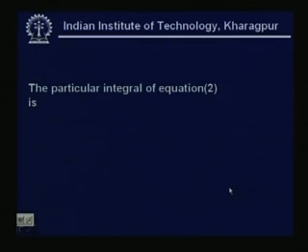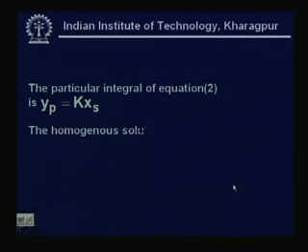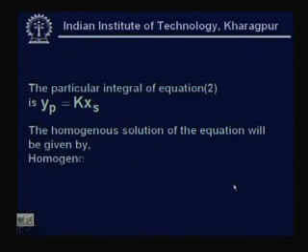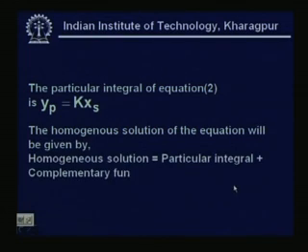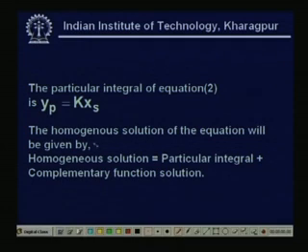Now the particular integral of equation 2 is yp equal to k xs, but we always look for the transient response also. So only the particular integral will not give the complete picture of the response of a system. So the solution will be given by particular integral plus complementary function. The particular integral we already have, so we have to find the complementary function to give the complete solution for the system.